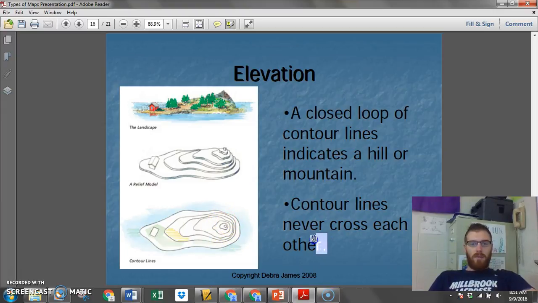One of the things I'm going to try to trick you on your test is contour lines never cross each other. I'm going to give you a map that has two contour lines crossing and ask you what's wrong with it, and there's your simple answer.